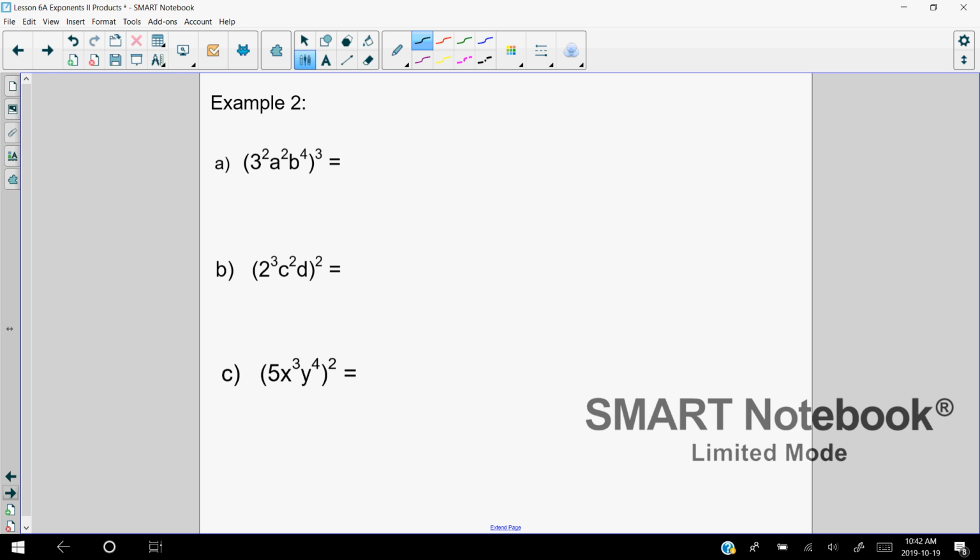Example 2. Whoa, things just seem to have got way more complicated. So now I have a whole bunch of things multiplied together inside the brackets with a power outside. So we call this a power of a product. The 3 on the outside here needs to be multiplied by every exponent on the inside. So it becomes 3 to the power of 2 times 3, which is 6. a to the power of 2 times 3, which is also 6. And b to the power of 4 times 3, which is 12. So this here is my answer.